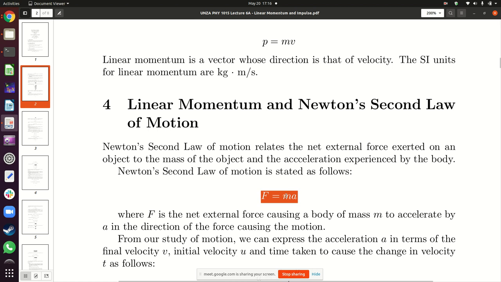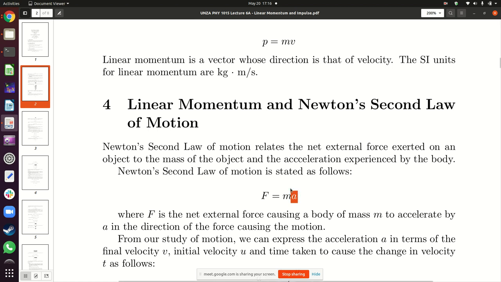It says, if a resultant force is present, and this resultant force is not equal to zero, and it's acting on an object of mass m, then there's going to be an acceleration caused. The acceleration is going to be in the direction of the resultant force, proportional to the resultant force, and inversely proportional to the mass, and hence this is what we have. F is equal to ma. The F here is the resultant force or the external force, the m is the mass of the object, and the a is the acceleration of the object.